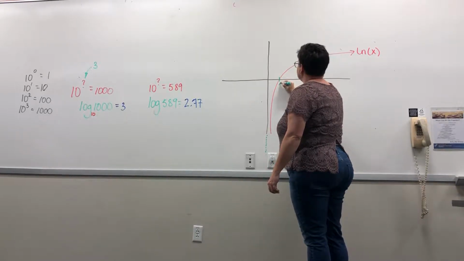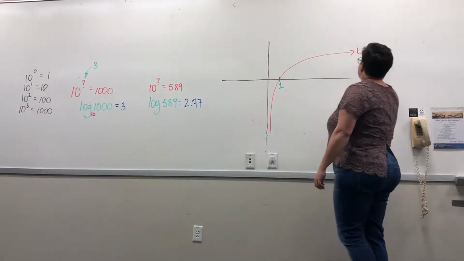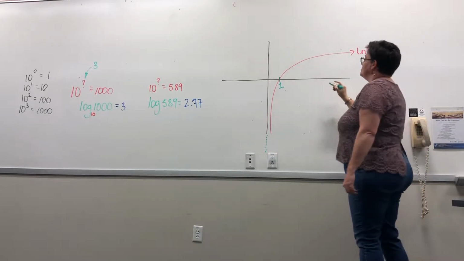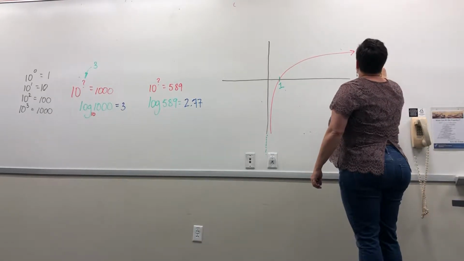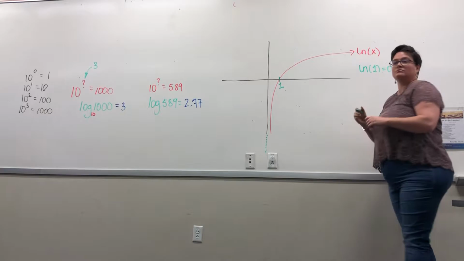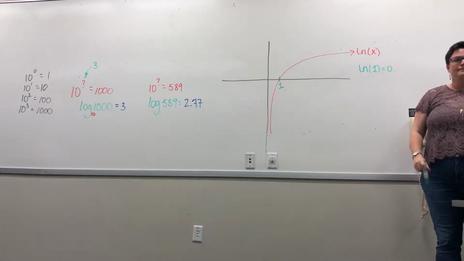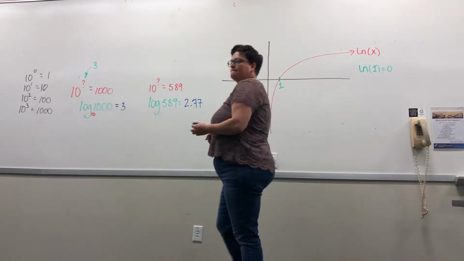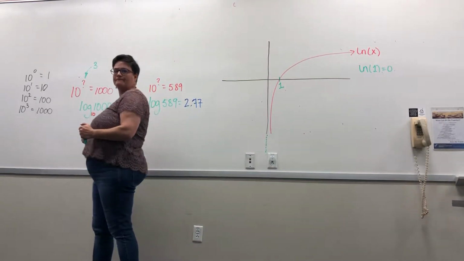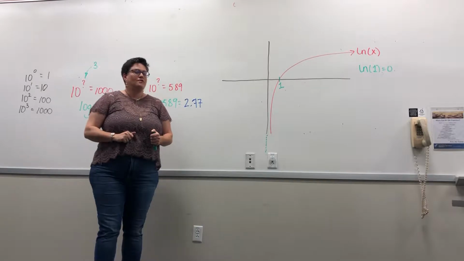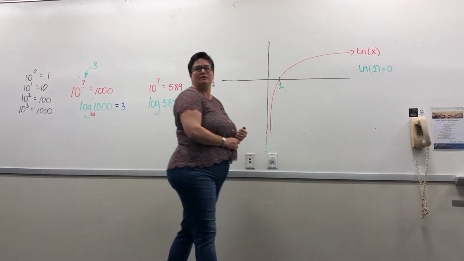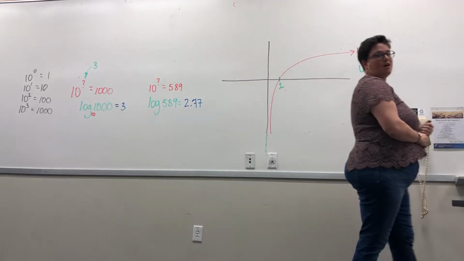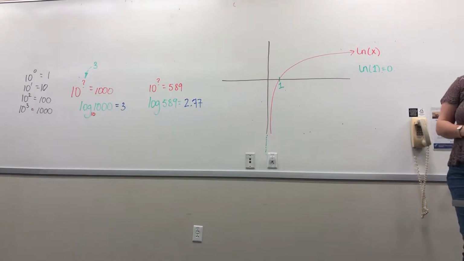Now, there's another special thing. Natural log crosses at 1. So if you do natural log of 1, you should get 0. Natural log of 1 should give you 0. Okay? It crosses at x equals 1. You guys with me? And this is going to be true for all natural logs. LN stands for natural log. Log natural, I don't know why. It's backwards, but it is what it is.